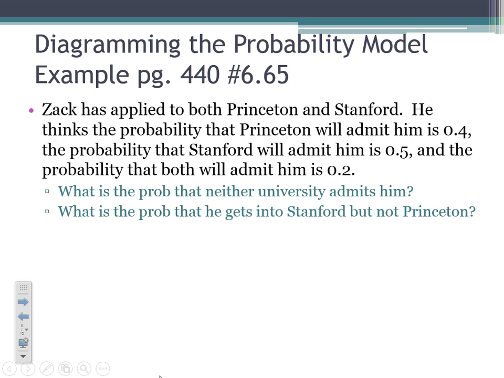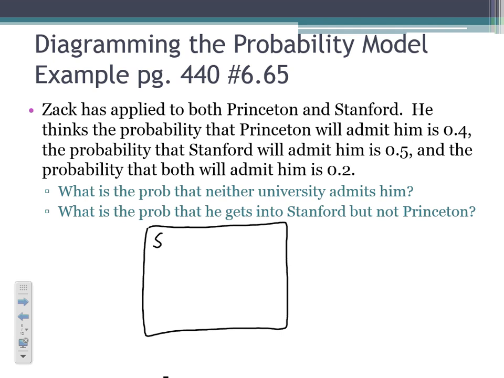So let's draw a Venn diagram to represent this situation. What we're going to do here is begin by drawing a box. And this box is going to represent the sample space of this situation. The next thing that I want to do is represent the events that I'm dealing with. So I'm going to use the letter P to represent the probability of him getting into Princeton, and I'm going to let S represent the probability of him getting into Stanford.